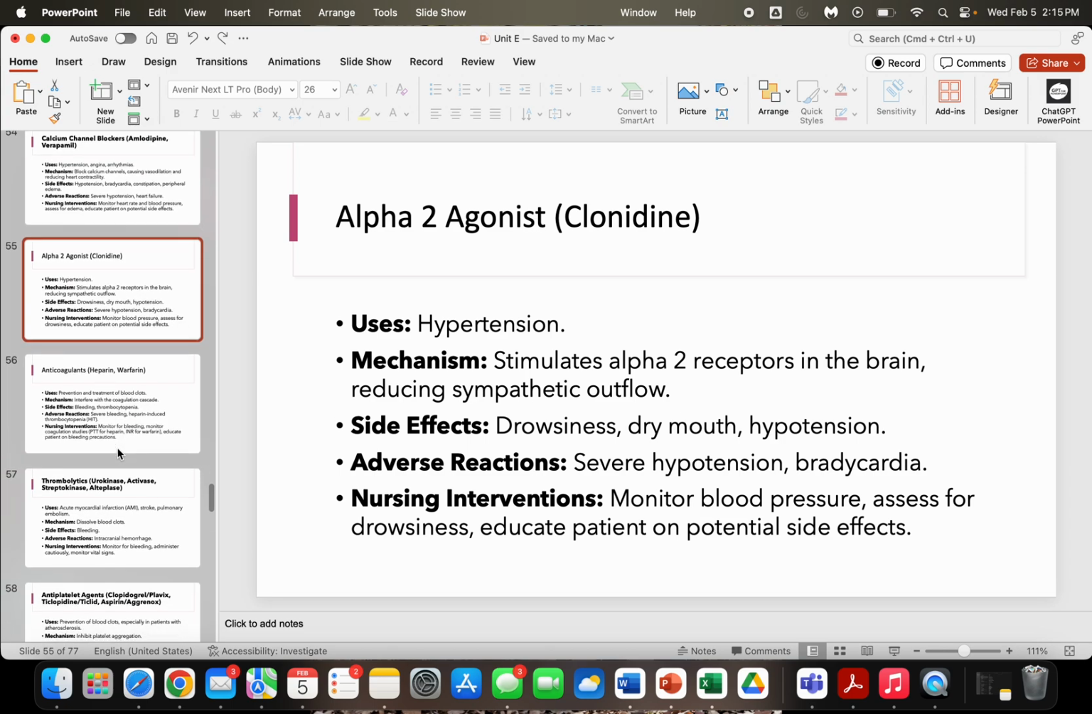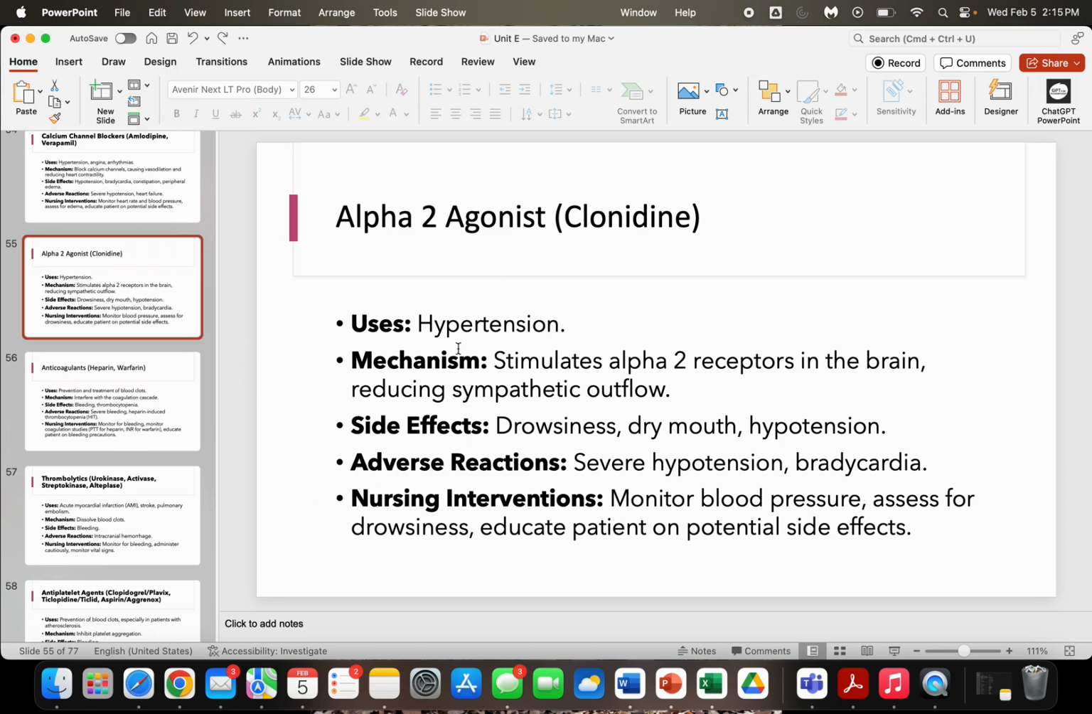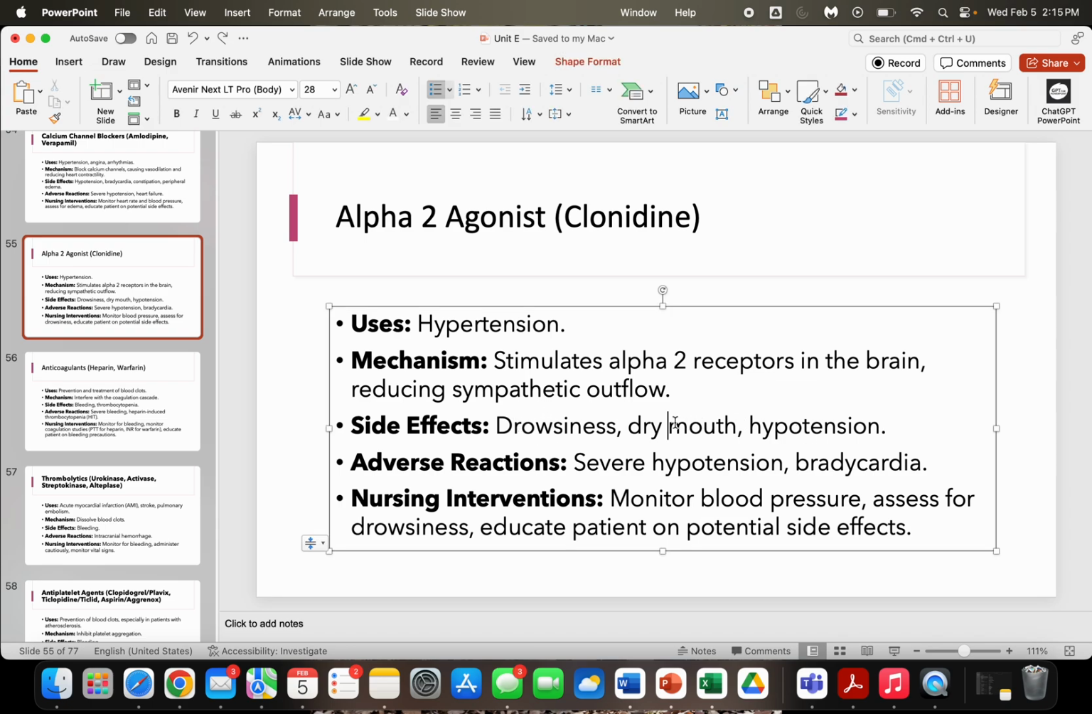This is the last blood pressure med we're actually going to talk about, an alpha-2 agonist like clonidine. Every now and then you'll see clonidine given for hypertension if other ones aren't working. They don't typically prescribe it as often because it causes a few more side effects, so drowsiness, dry mouth. Same concept, we always want to monitor these patients for their blood pressure.